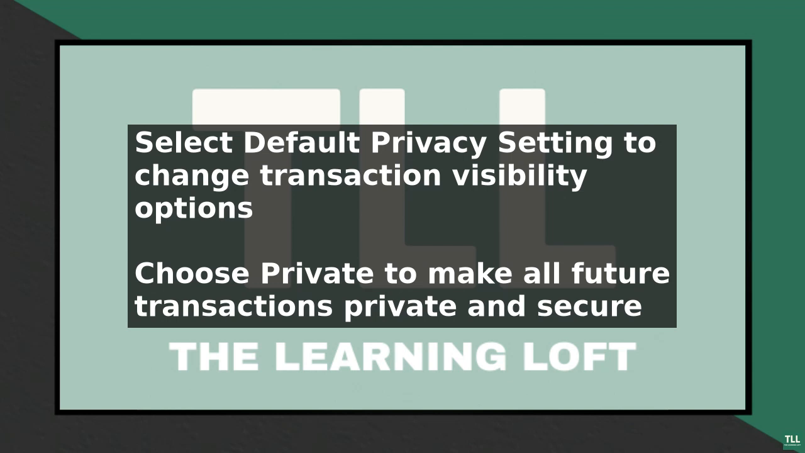If you want to change the privacy setting for a specific transaction, go to the transaction in your feed, tap the three dots next to it, and select Change Privacy. Again, choose Private to make the transaction private.